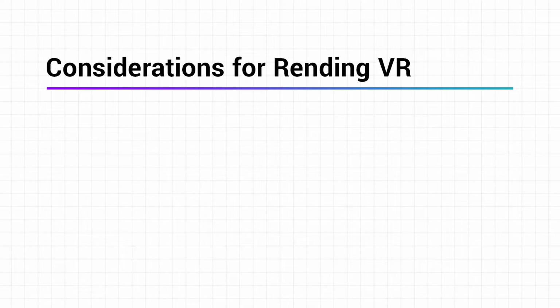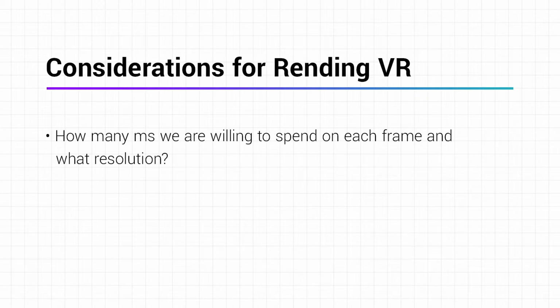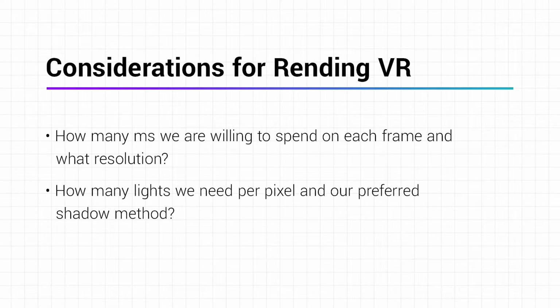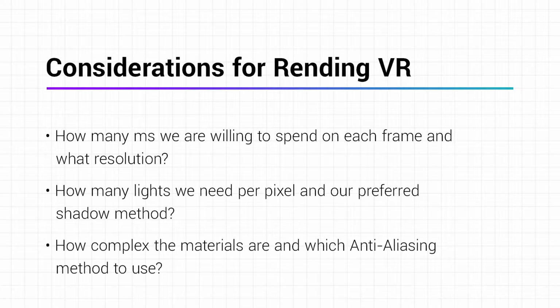Modern graphics cards can render complex 3D scenes with several different methods. Each has different strengths, so there's no right answer for which method you should choose. It will ultimately depend on the particular constraints of your project. Considerations we'll need to make include how many milliseconds we are willing to spend on each frame and at what resolution, how many lights per pixel we need and our preferred shadow method, how complex the materials are and which anti-aliasing method we should use.